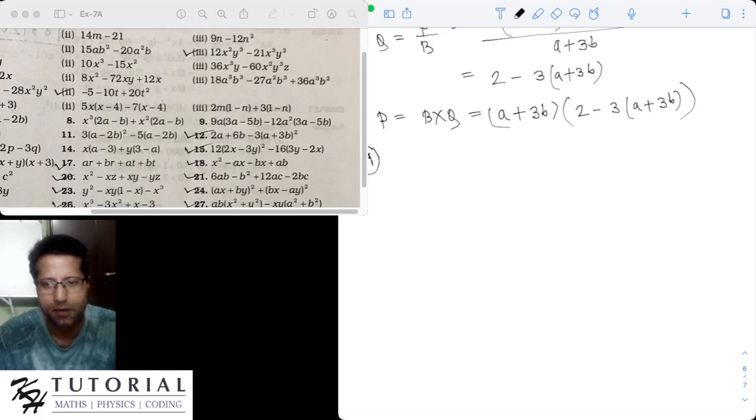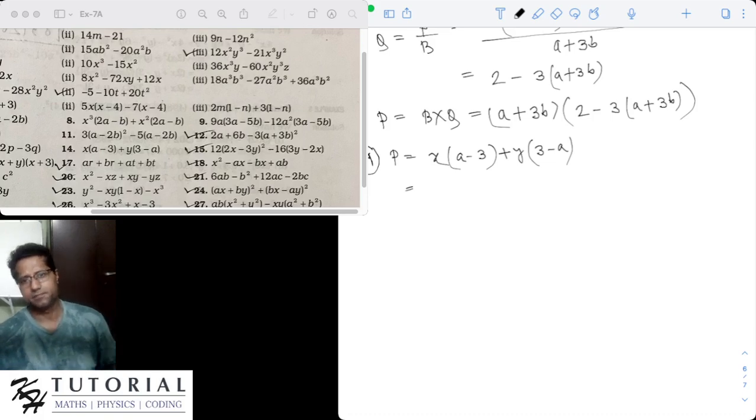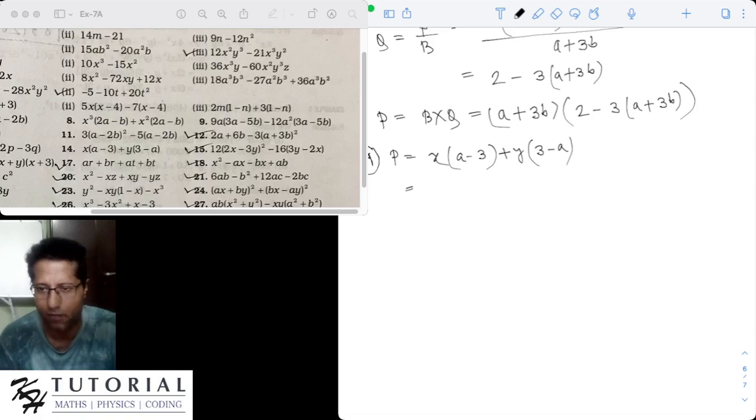Problem number 14 is the polynomial P given as x multiplied by a minus 3 plus y multiplied by 3 minus a. Even though we do not immediately see any common factor exactly, we know that a minus 3 is the negative of 3 minus a. So we can simplify or rewrite the given polynomial, as 3 minus a can be written as negative of a minus 3.